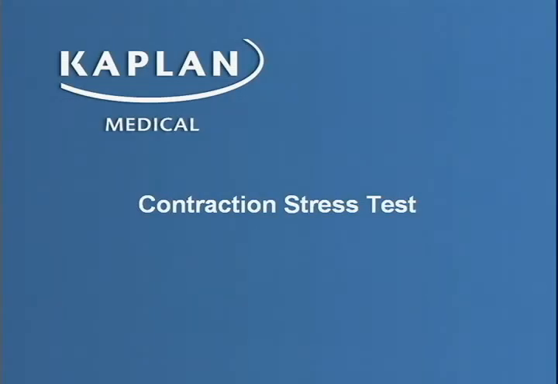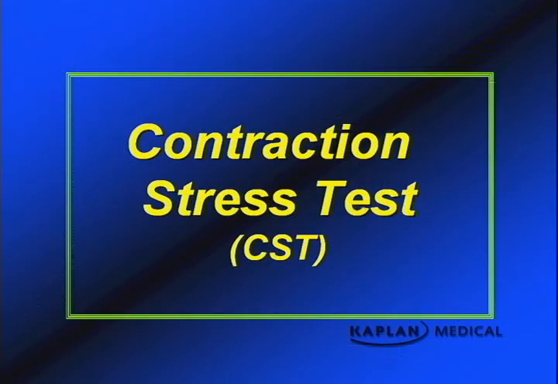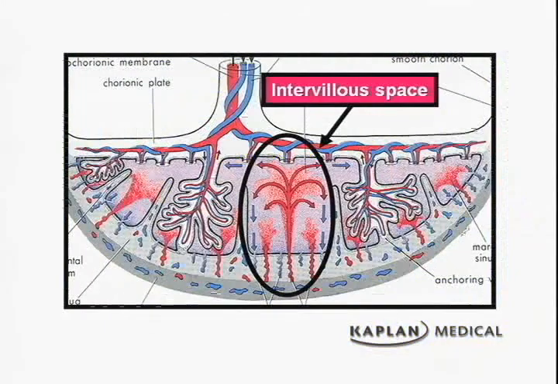Let's now look at the contraction stress test. The contraction stress test used to be called the oxytocin challenge test, or the CST, contraction stress test. The contraction stress test looks at intervillous space flow.